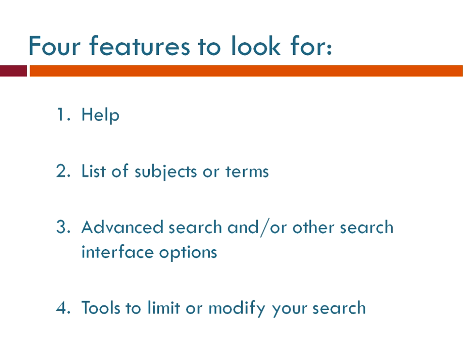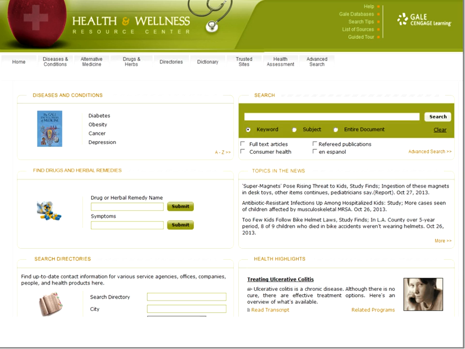So let's look at some databases and start looking for the 4 things. We're going to start with Health and Wellness Resource Center. This is a Gale database. Ordinarily, the first thing we would do, of course, is read the whole screen. I could not fit the entire screen on the slide, so we are not going to be following our own advice today, but you just imagine that you can see the rest of the screen. We're going to work with what we have here.